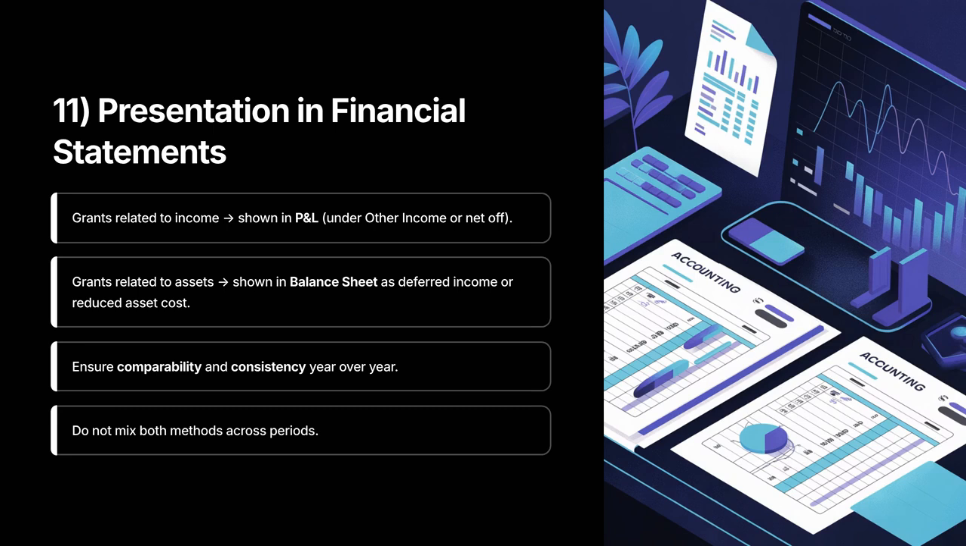Presentation in financial statements. Presentation must be clean and consistent. Income-related grants appear in the profit and loss statement. Asset-related grants appear in the balance sheet, either as deferred income or as reduced asset cost. Avoid switching methods between years unless there's a solid reason. Consistency helps users compare performance accurately.